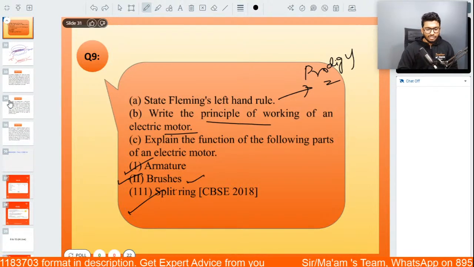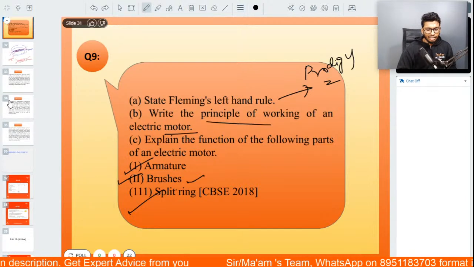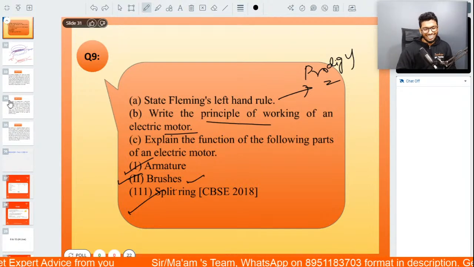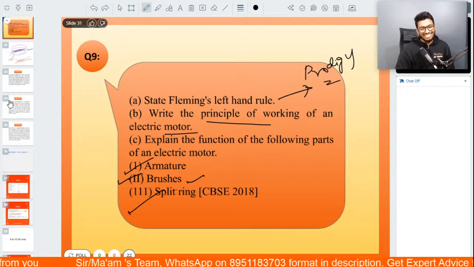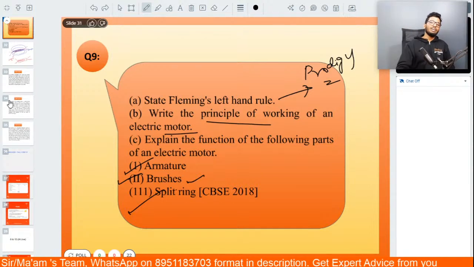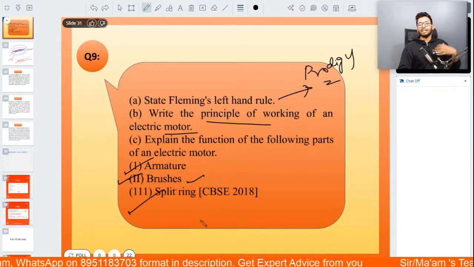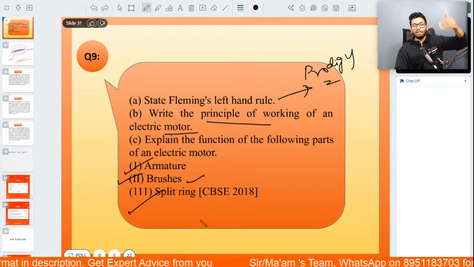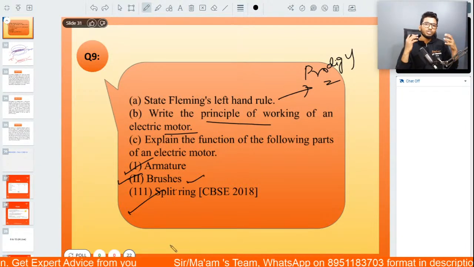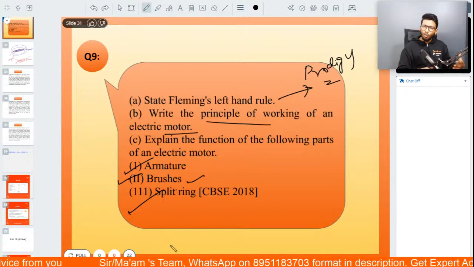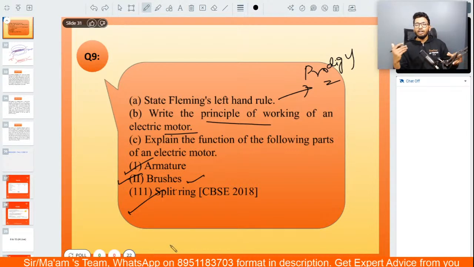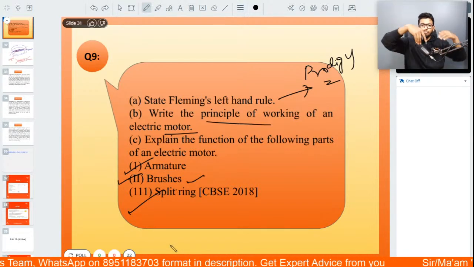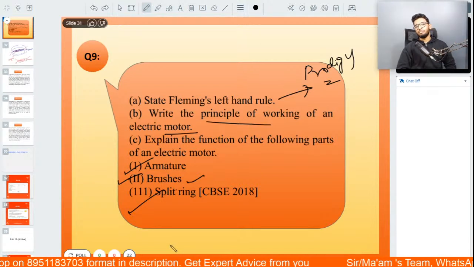All right, split rings act as a commutator. Fantastic, Sai, fantastic. Reverse it. Exactly. So a split ring is also known as a commutator because it helps in changing the direction of current every half rotation. That is the most important thing about the split ring. You can also mention that the split ring connects the internal part, that is the armature coil, to the carbon brushes as well.